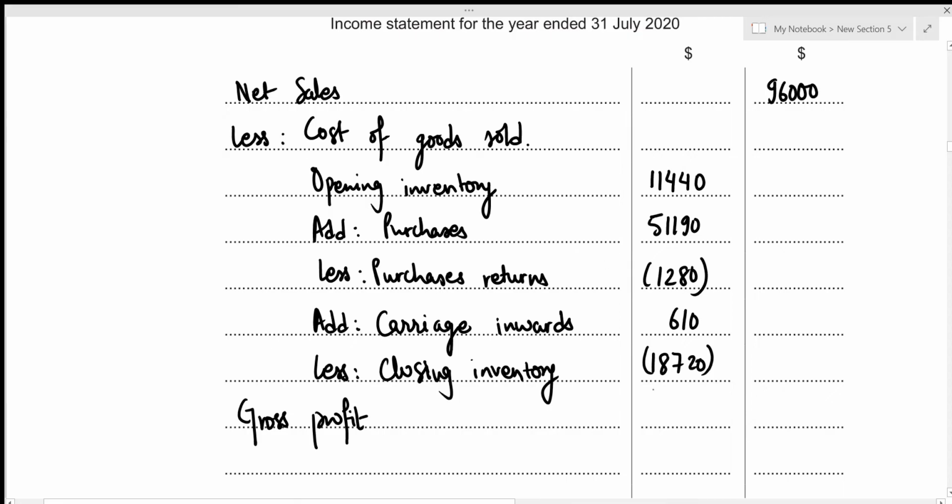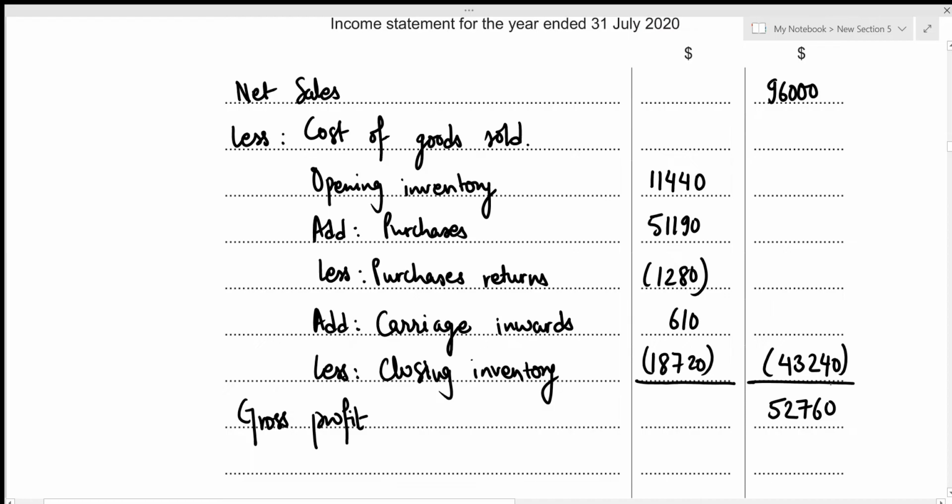Now we need to find the total cost of goods sold. So we just need to calculate all these 5 amounts. So that's going to be 11,440 plus 51,190 minus 1,280 plus 610 minus 18,720, which gives the cost of goods sold to be 43,240. And since we need to subtract this amount from net sales, I'm going to put this amount in a bracket as well. Now, in order to figure out the gross profit, we just need to subtract 43,240 from 96,000, which gives gross profit to be 52,760.